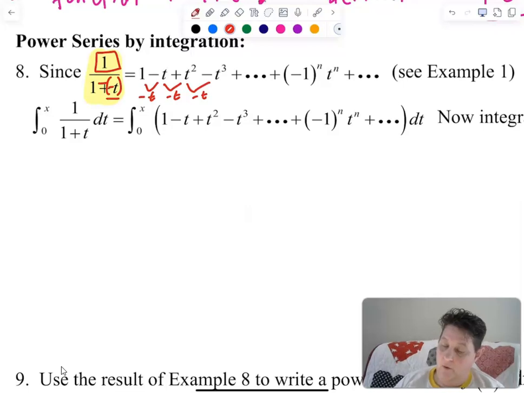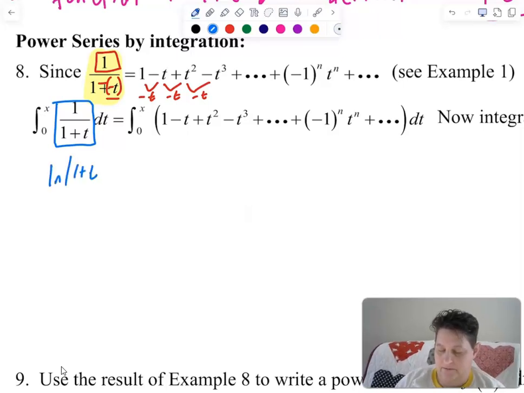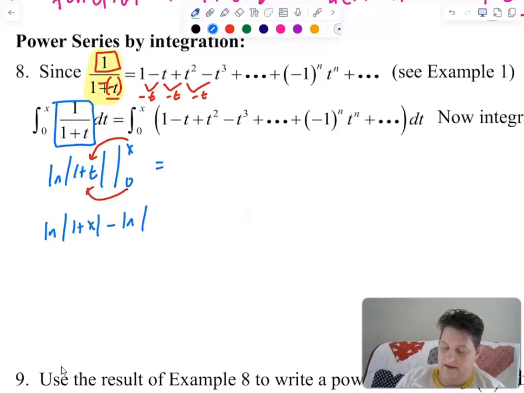Okay? Now, what we're going to do is integrate both sides of this. So I'm going to integrate that, and I'm going to integrate that. Okay? And you guys should be able to recognize the integral of this. This is an ln problem. So it's ln of 1 plus t evaluated from 0 to x. Okay, I'm just going to work on the left for a minute. When I go to do top minus bottom, I get ln of 1 plus x minus the ln of 1. And you guys know this, but the ln of 1 is 0. So I just get ln of 1 plus x.